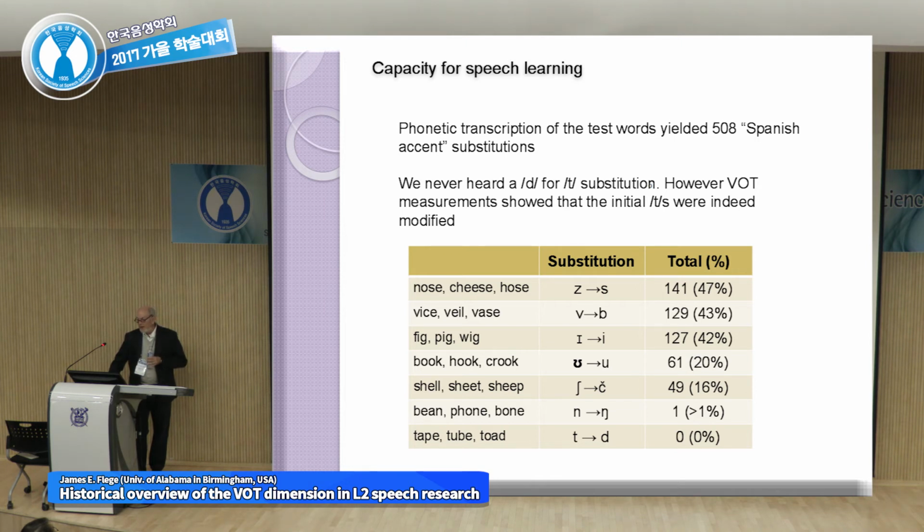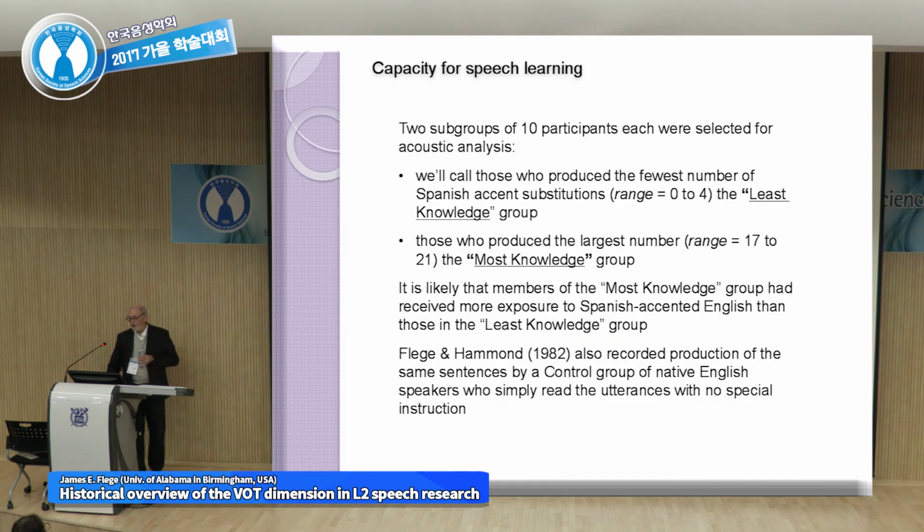We never did hear a D for T substitution, but VOT measurements showed that indeed the initial T tokens in the test words were modified. The 2 subgroups of 10 each were selected for acoustic analysis. We'll call those who produced the fewest number of Spanish accent substitutions the least knowledge group, and those who produced the largest number the most knowledge group.